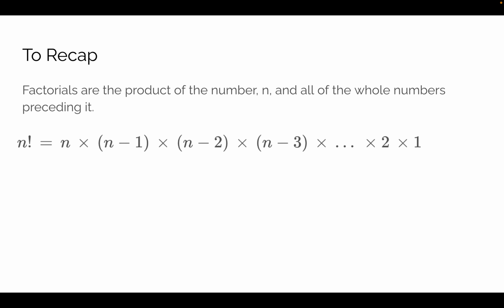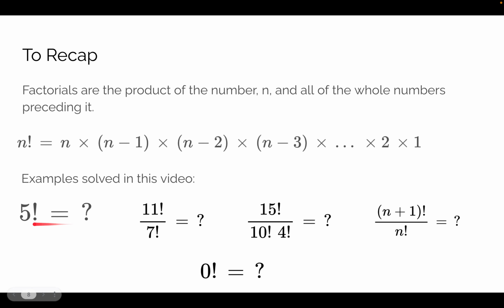So to recap this video, factorials are the product of the number n and all of the whole numbers which precede it, and it's written in the form n factorial can be expanded as n times n minus 1 times n minus 2 times n minus 3 all the way to times 2 and times 1. And in this video, the examples we looked at were multiplying just a simple factorial and trying to expand it, doing a little bit of division, doing a little bit more complex division, working with some variables and factorials, and finally our special case of 0 factorial.